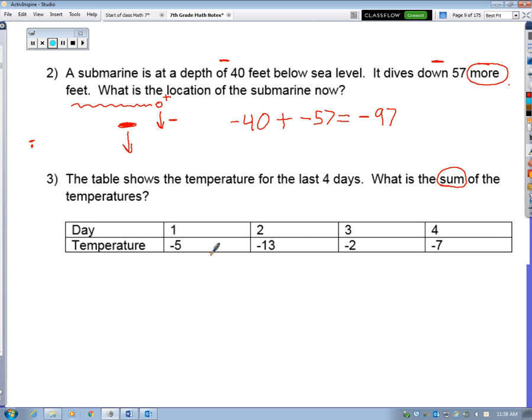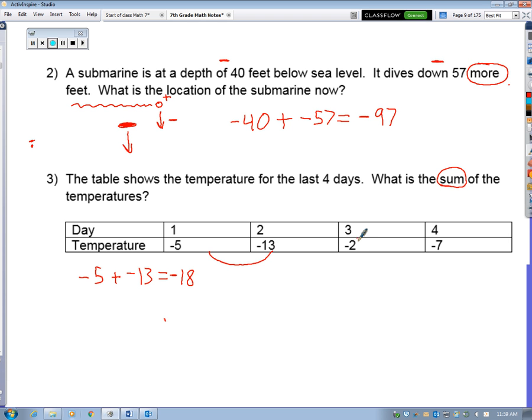Let's start with the temperature for day 1 and the temperature for day 2, and let's add those together, see what we get. Okay, negative 5, adding negative 13. All right, using our rules, they're both the same, both negative, add like normal. It is 18. Okay, second rule, give the answer the same sign. They're both negative, so it's negative 18. All right, there's the first 2 days added together.